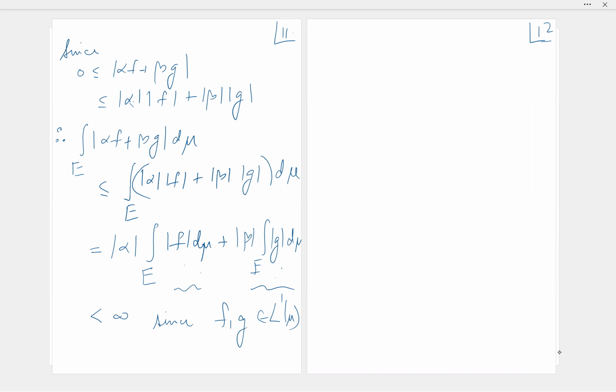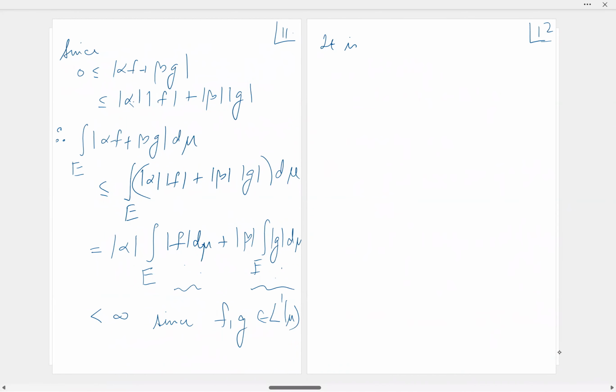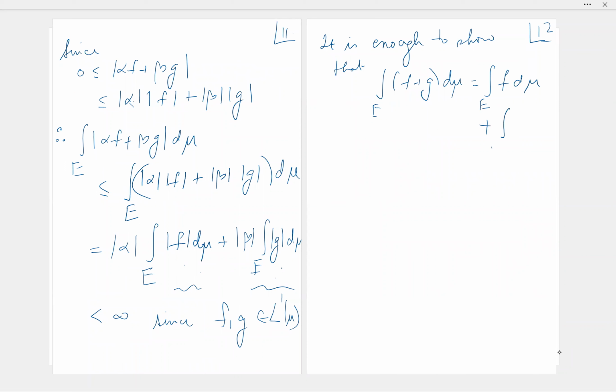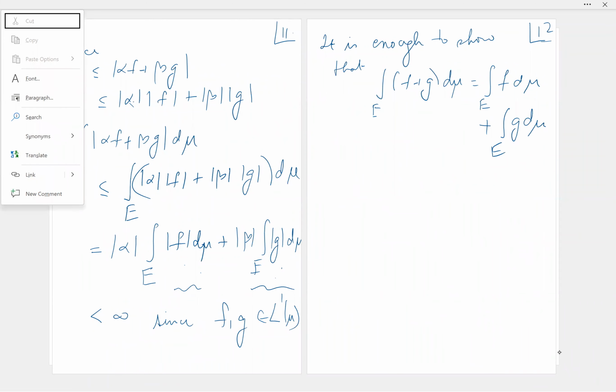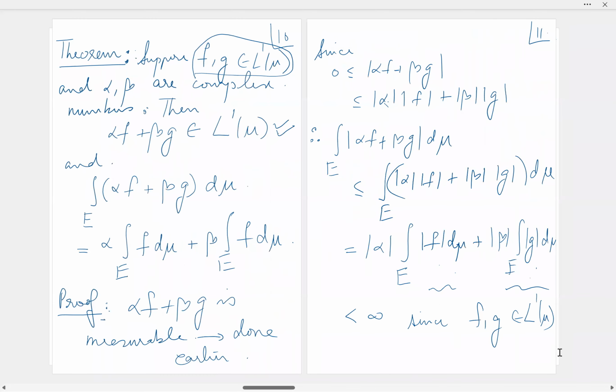As you do in vector spaces, it's enough to show this separately: that the integral of f plus g d mu, you can take alpha and beta as one, and separately show that the integral of alpha f d mu is alpha outside the integral of f d mu. Together it will give us the result. Separately we can show that. Now this is for all alpha in C. I hope I wrote that.